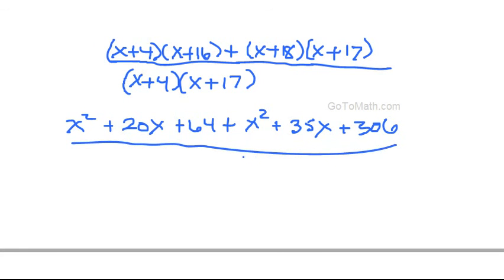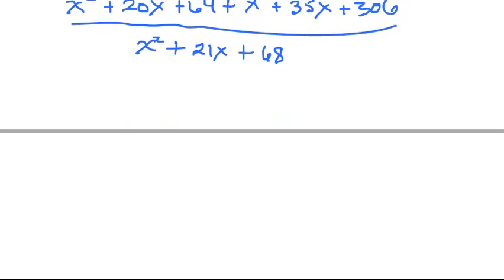I think I'm going to leave those alone for right now. I'm not exactly sure if this thing's going to factor. I don't think it'll factor, so we can't cancel out terms. I guess we could multiply the bottom out. So x squared plus 21x plus 68. Trying to do this stuff in my head. 68, yeah.